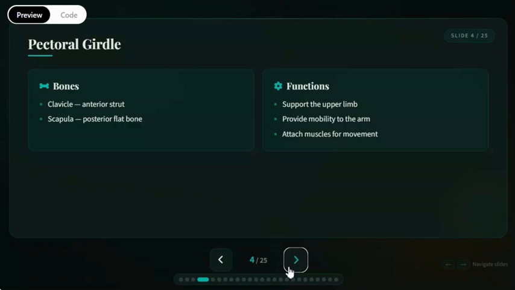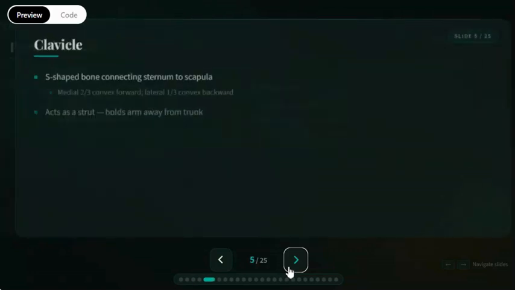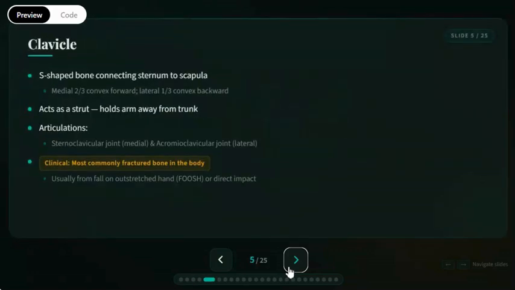4. Clavicle. The clavicle is a long, S-shaped bone. It acts like a strut between the sternum and the scapula. It has two ends. Medial end articulates with the sternum. Lateral end articulates with the scapula. Clinically, the clavicle is the most commonly fractured bone, especially in falls onto the shoulder.